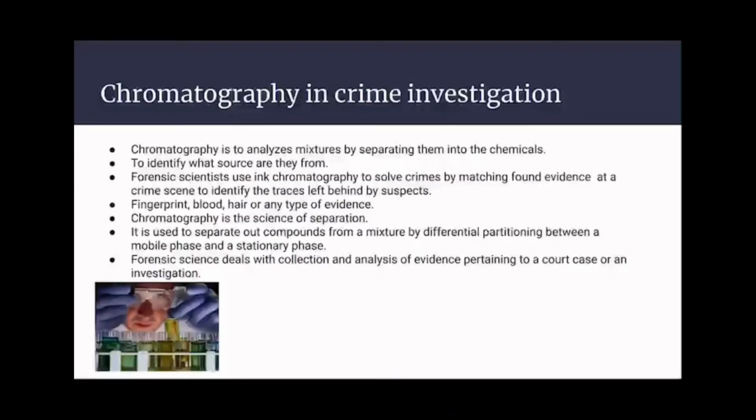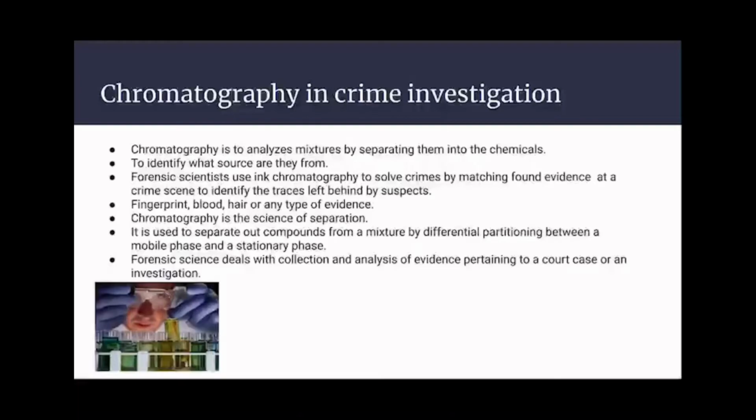Chromatography in crime investigations. That is my part of this presentation. Chromatography is to analyze mixtures by separating them into chemicals or pigments. And it is useful to identify which source or substance they are from. Forensic science uses ink chromatography to solve crimes by matching found evidence at a crime scene to identify the traces left behind by the suspect, such as fingerprint, blood, hair, or any type of evidence.